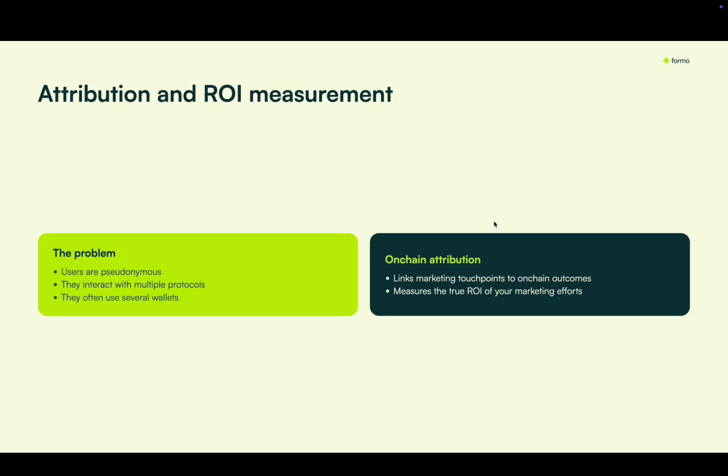Attribution becomes important because crypto user journeys are harder to follow. Users are pseudonymous, interact with multiple protocols, and often use several wallets. That makes campaign measurement difficult. On-chain attribution connects marketing touchpoints to on-chain outcomes. This gives teams a way to measure the true ROI of their marketing efforts.